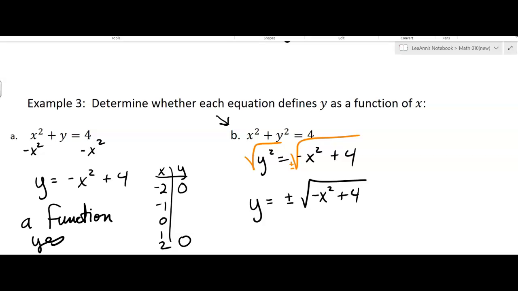Okay, now this is not a function. And you want to know why? Because if I make a table of values, x and y, let's say I put in the number 1. I am going to get 2 different outputs, one with a positive case and one with a negative case. If I put in 1, I'm going to get the square root of 3. And I'm going to get negative square root 3. So I get 2 different outputs. So it's because of the plus or minus. So, not a function.